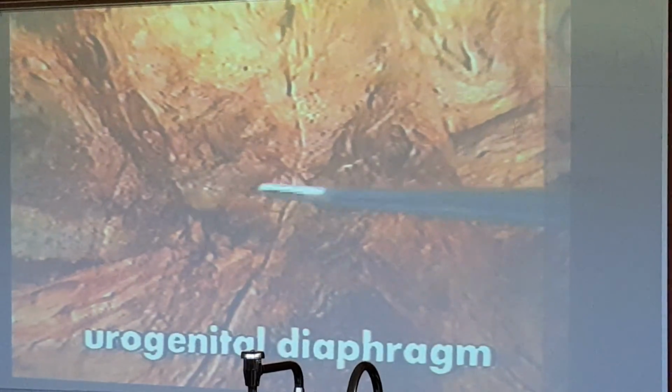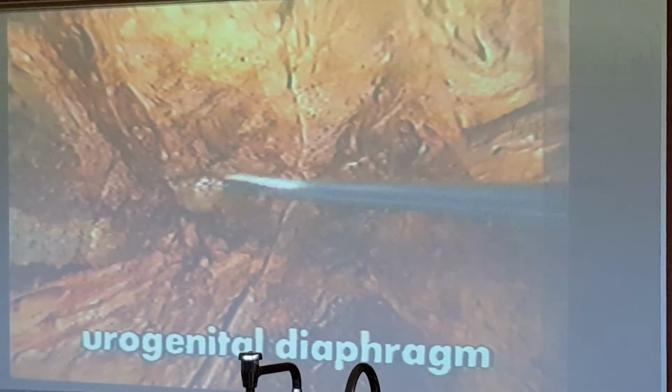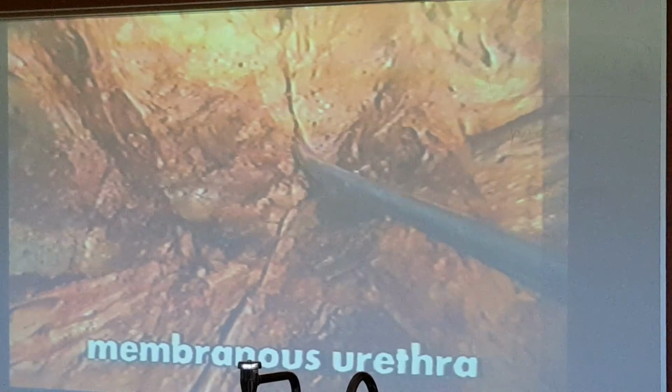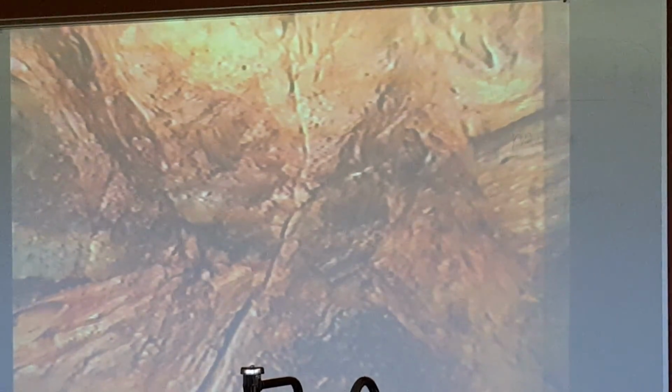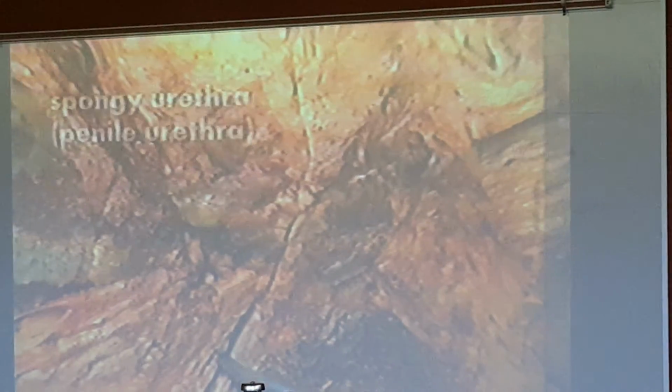The middle portion of the urethra passes through the urogenital diaphragm and is called the membranous urethra, or intermediate part. They've kind of changed it now. The distal portion extends through the length of the penis as the spongy or penile urethra.